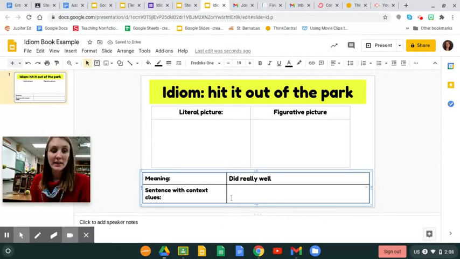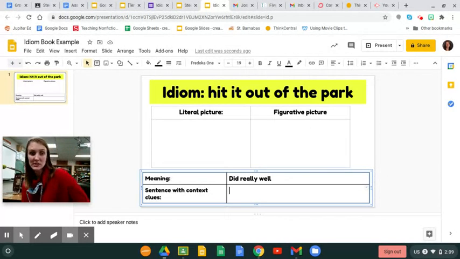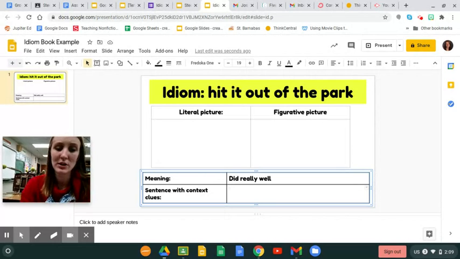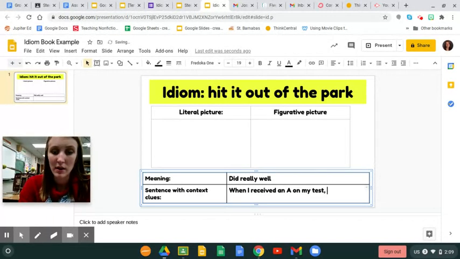So now I need to make sure my sentence has lots of context clues, just like the ones in that PowerPoint. I'm not just going to say, I hit it out of the park. That doesn't have any context clues. That doesn't have anything else in the sentence that clues me in to what this means. So my sentence for hit it out of the park is going to be something like, when I received an A on my test, I really hit it out of the park.